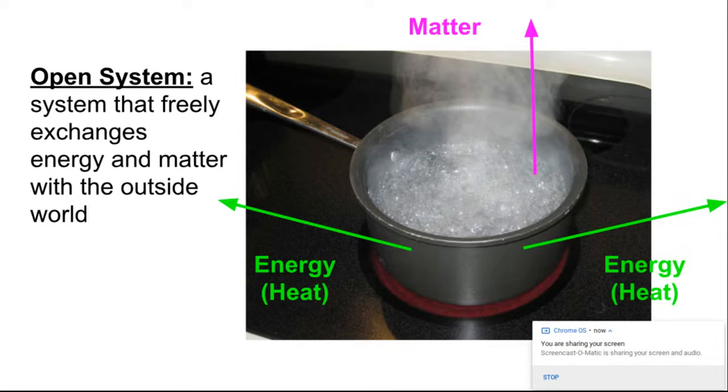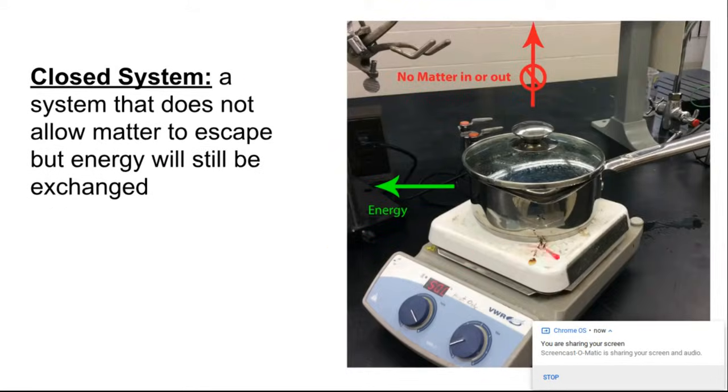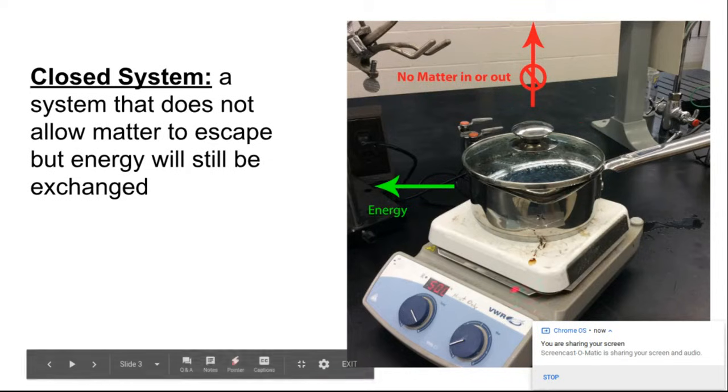What do you think the opposite's going to be? Hopefully you've said closed system. Okay, so here's a closed system. I have a similar type of picture here. We have a pot. This pot's sitting on a Bunsen or on a hot plate. Okay, but this pot is getting warmed up still.